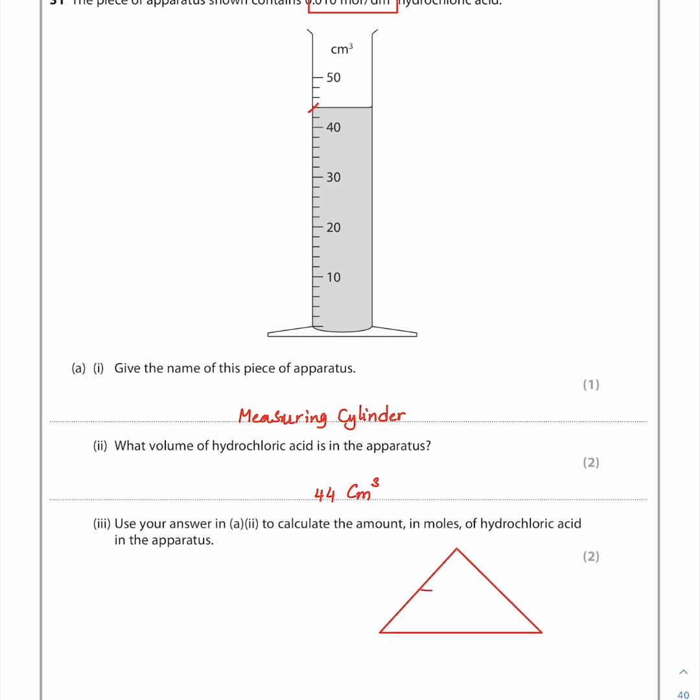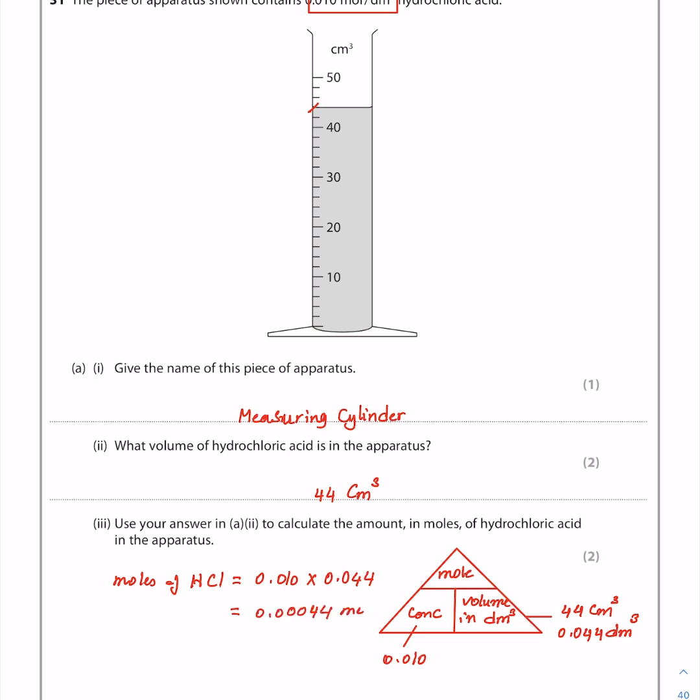احنا بنقول دايما القانون concentration is equal to moles over volume. Concentration is equal to moles over volume in cubic decimeter. طيب أنا معايا الـ concentration given فوق في المسألة 0.010، ومعايا الـ volume اللي احنا قاريينه من على الـ measuring cylinder 44 cubic centimeter اللي هي 0.044 cubic decimeter، نعمل dividing على 1000. يبقى المولز of hydrochloric acid is equal to concentration 0.010 by 0.044 cubic decimeter. يبقى المولز of hydrochloric acid is equal to 0.00044 moles. يبقى الانسر هنا 0.00044 moles.